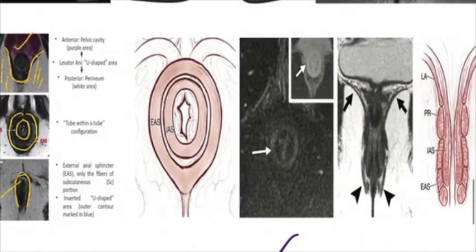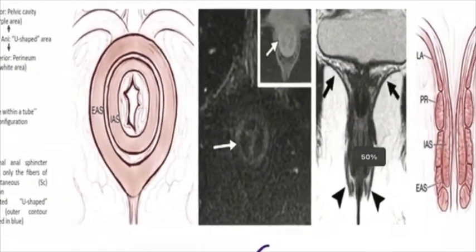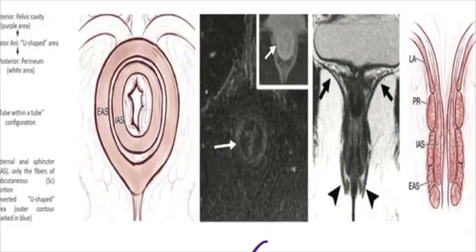Okay, what I said, see, this is the more T2 hypointense external anal sphincter, while the internal anal sphincter is T2 hyperintense, and it also enhances on giving contrast.